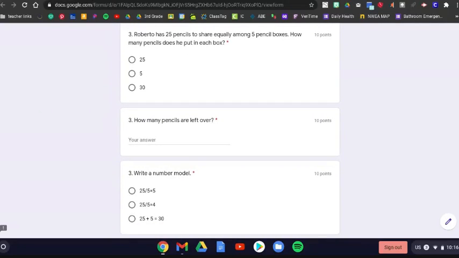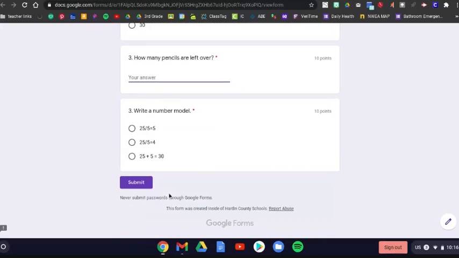Robert has 25 pencils to share with 5 pencil boxes. How many pencils goes in each box? Click on the answer you think is correct. Are there any pencils left over? If yes, put the number. If no, put 0, and then find the number model.